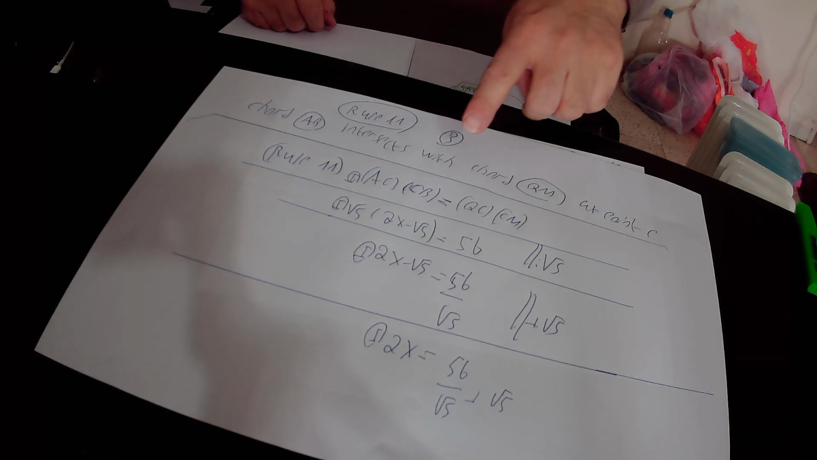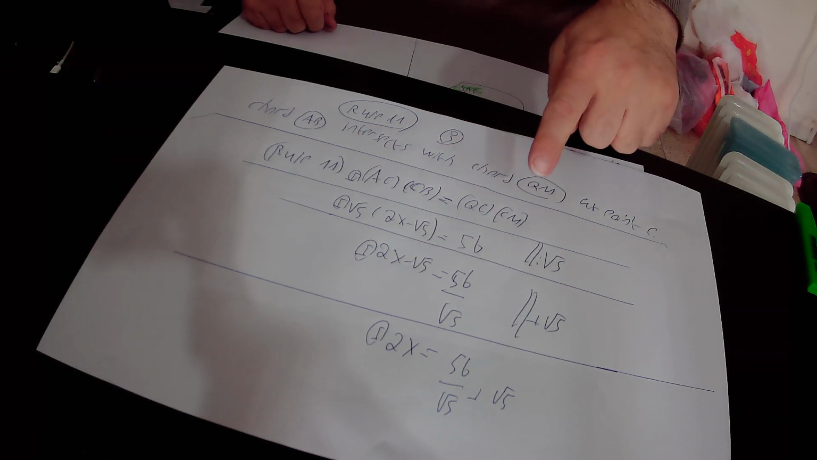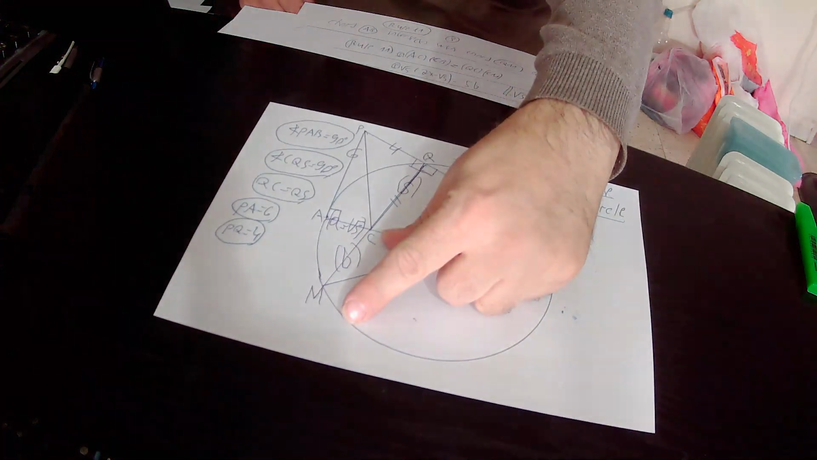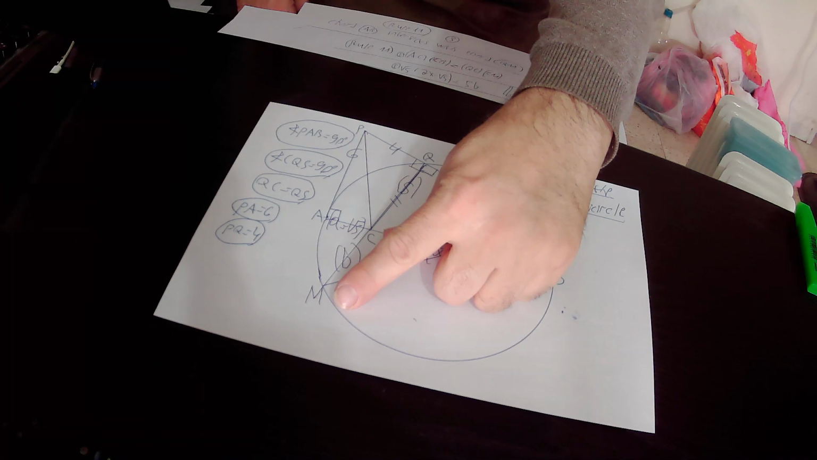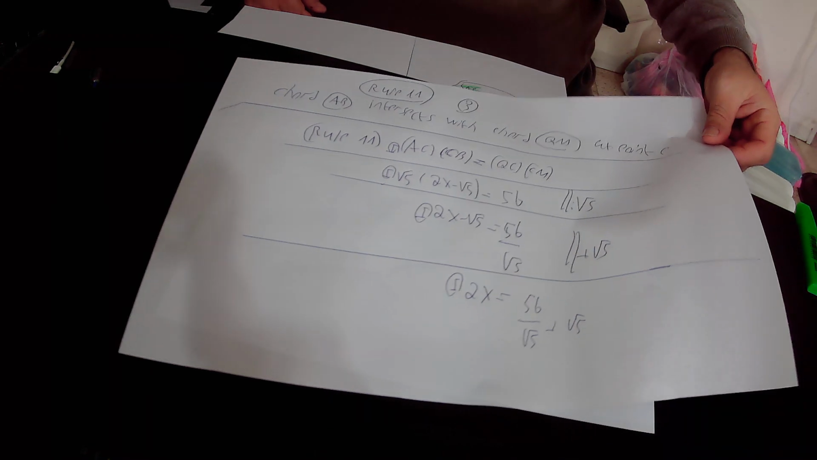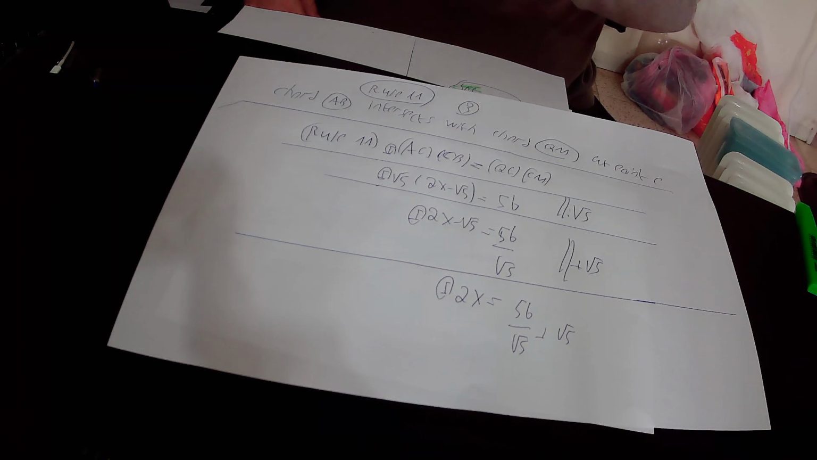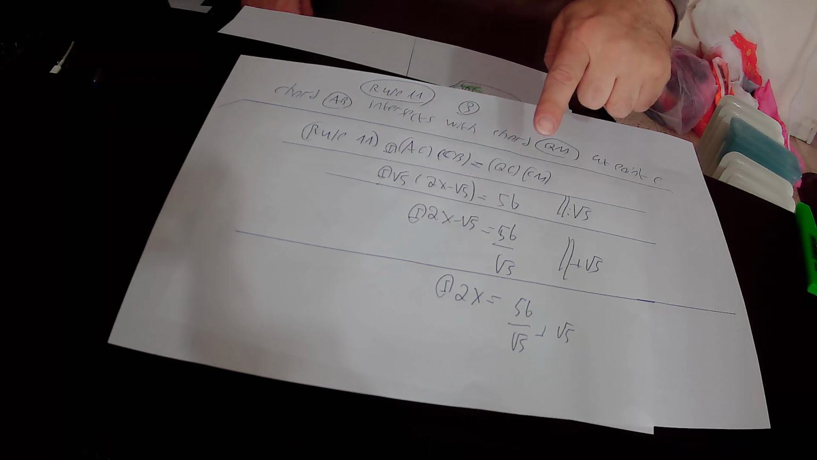AC is equal to the square root of 5, CB is 2x minus the square root of 5, and it must be equal to QC, that is 5, times CM, that is b. Line segment CM equals b units in its length according to our definition. So in conclusion, according to equation number 1, we found out that the square root of 5 times 2x minus the square root of 5 equals 5b.